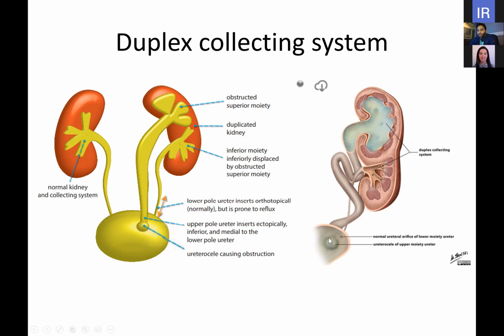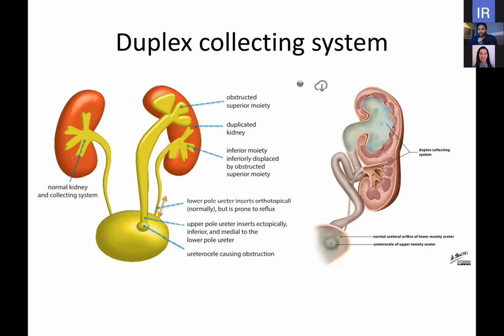So what happens here is that there is usually an anatomical distortion to the function of this lower pole ureter, and what happens to this lower pole ureter is that you get reflux. So the upper pole is obstructed, and in the lower pole you get reflux, essentially because of the ureterocele. And you see the ureterocele in about 60% of cases, so it's not uncommon, especially in these conditions.